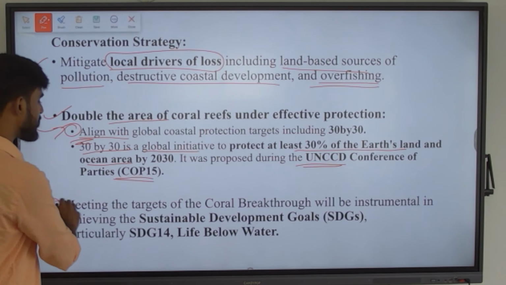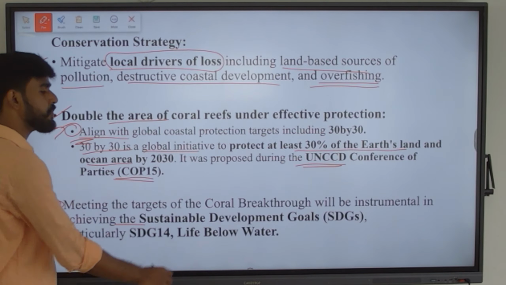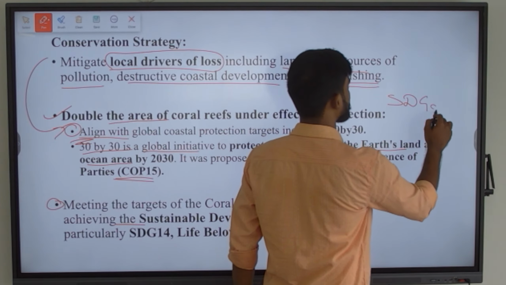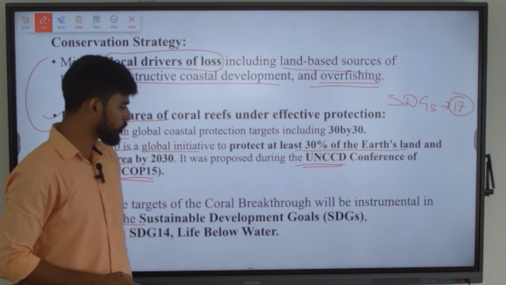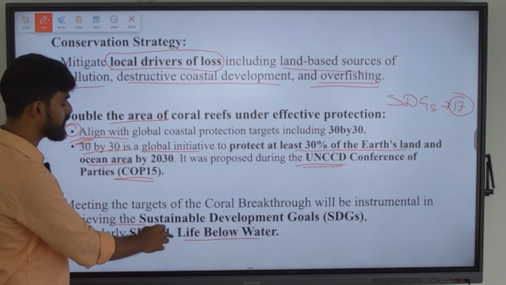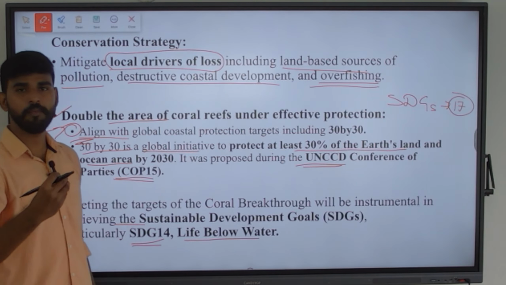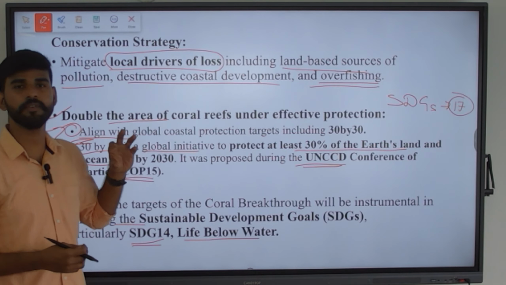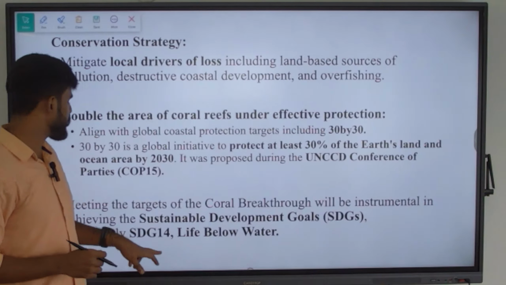Next, meeting the targets of this global breakthrough will be instrumental in achieving the sustainable development goals. Okay, we have the sustainable development goals, that is 17 goals. Of these 17 goals, the 14th goal here is life below water. So sustainable development goal 14 is life below water. So we need to take more conservation efforts to address the problems of life below water. Here coral reef is obviously a life below water, so we need to take conservation efforts to protect it. Okay, so these are the points which we need to know.